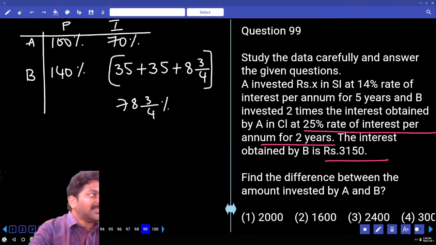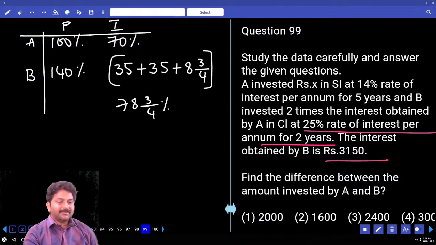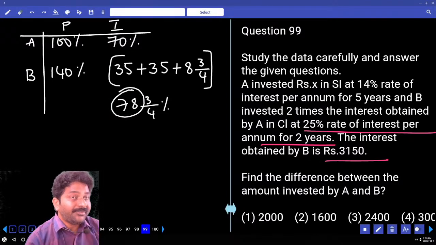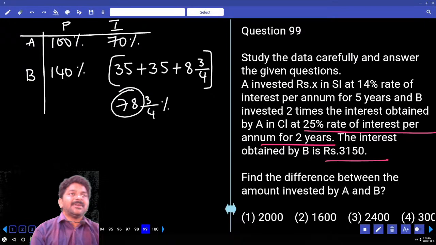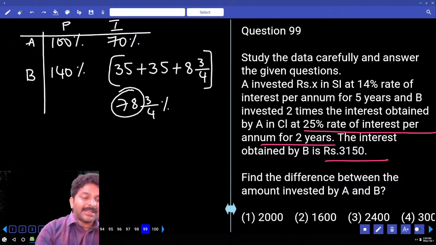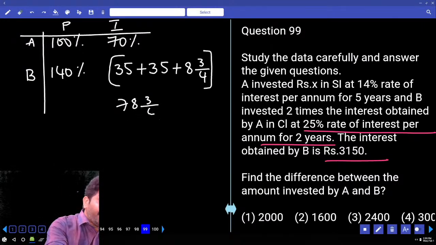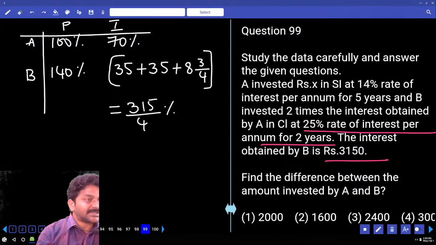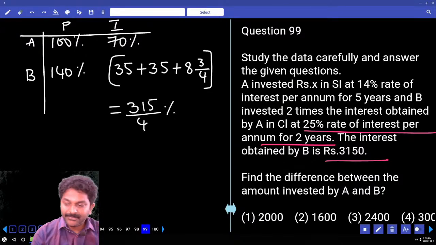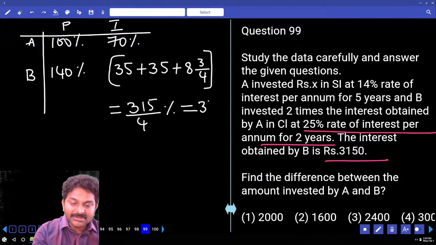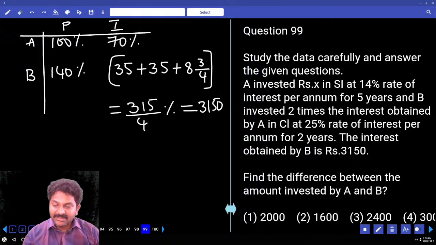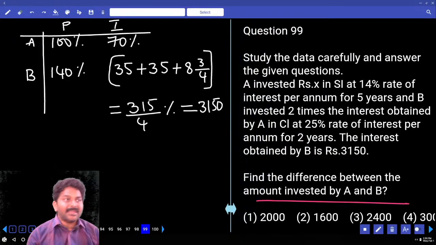So let me convert 78 3 by 4 to the other number. 78 four times, double double. 78 double, 156. 156 double, 312 plus 3, 315. So this is equal to 315 by 4%. That is the interest received by B. If this value is equal to 3150. Now the question says, find the difference between the amounts invested by A and B.